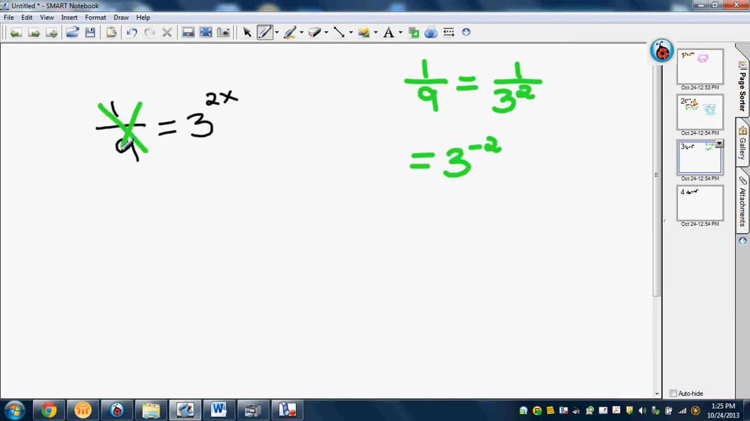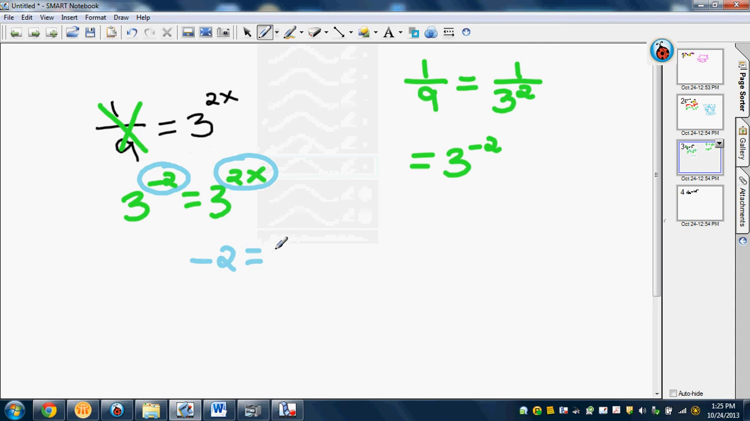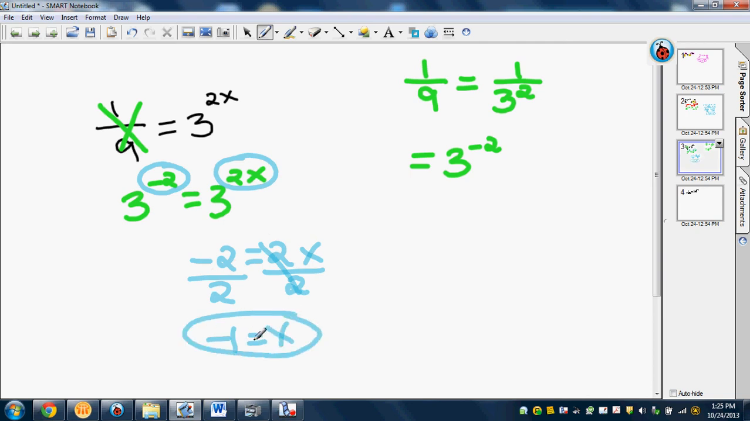So that means that I can replace this with 3 to the power of negative 2, and then that's equal to 3 to the power of 2x. So now I can see they have the same base. Since they have the same base, I can set my powers equal to each other. So I'm going to say negative 2 is equal to 2x. Again, I'm solving for x, so I want to divide by 2 to get the x by itself. I'm going to divide the other side by 2. When I do that, I have negative 2 over 2, which is equal to negative 1, and that's equal to x. So x is equal to negative 1.